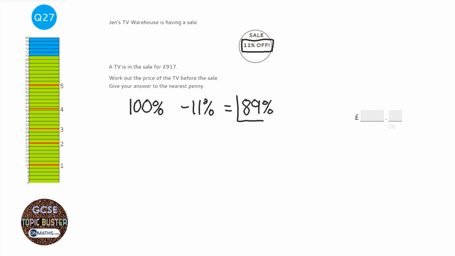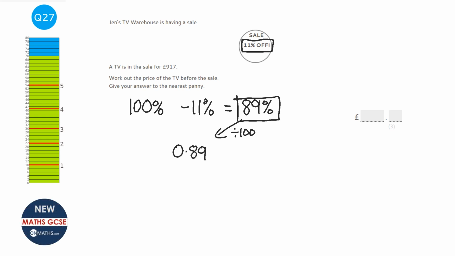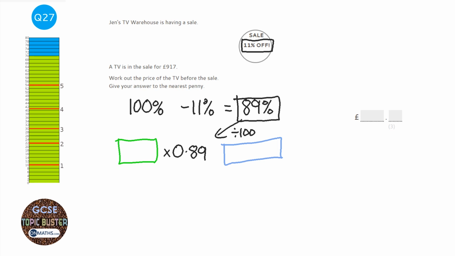Now 89% is not a multiplier yet. All you need to do is divide it by 100 to make it a decimal. So on your calculator or in your head, divide it by 100 and you get 0.89. And that's a multiplier because all we need to do is put any number in here, we times it by 0.89, and it gives us what the new number is with 11% taken off. But the difference with this question is we're not working this way, we're working this way.